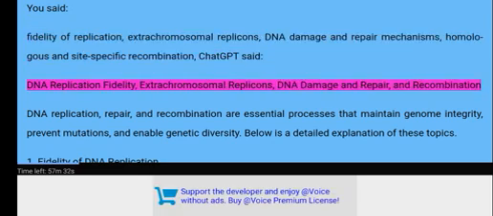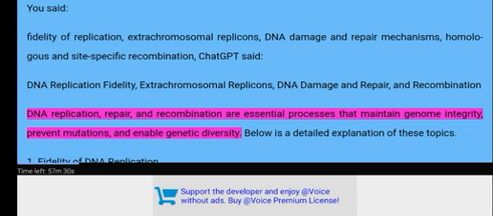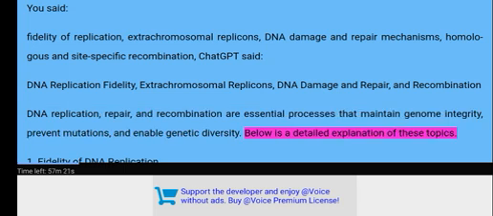DNA replication fidelity, extrachromosomal replicons, DNA damage and repair, and recombination. DNA replication, repair, and recombination are essential processes that maintain genome integrity, prevent mutations, and enable genetic diversity. Below is a detailed explanation of these topics.